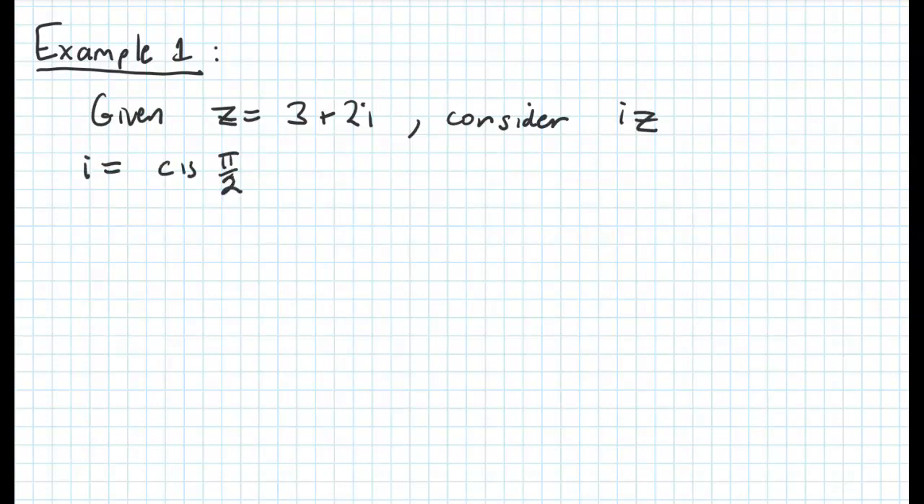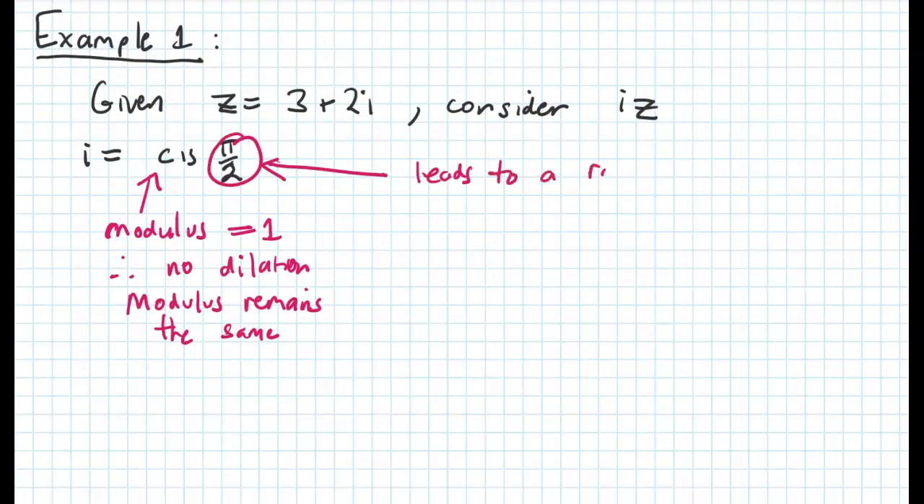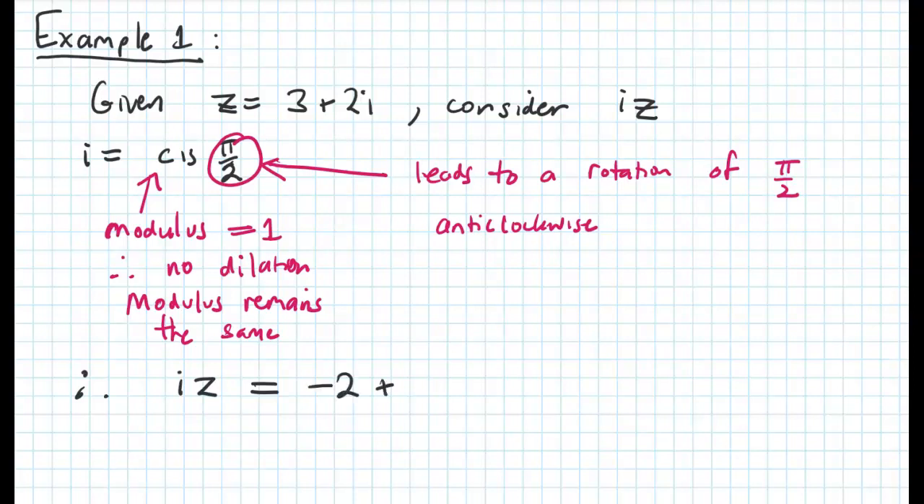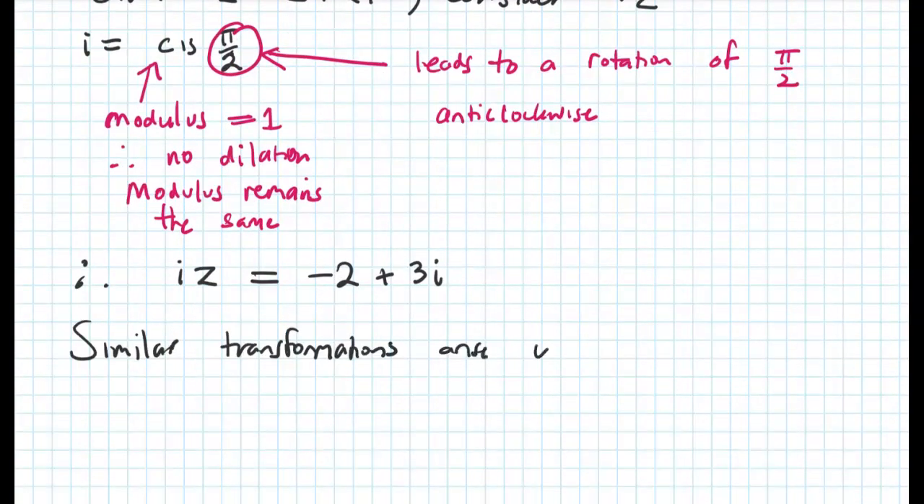So if we note that i can be represented in polar form as cis pi on 2, this has a modulus of 1, so in other words we shouldn't have any impact, any dilation, and the modulus should remain the same. The argument on the other hand is pi on 2, which will lead to a rotation of pi on 2 in an anti-clockwise direction. So as a result, i times z will give us the complex number minus 2 plus 3i. In a moment we'll look at this transformation as well as transformation by multiplying by minus 1 and minus i.